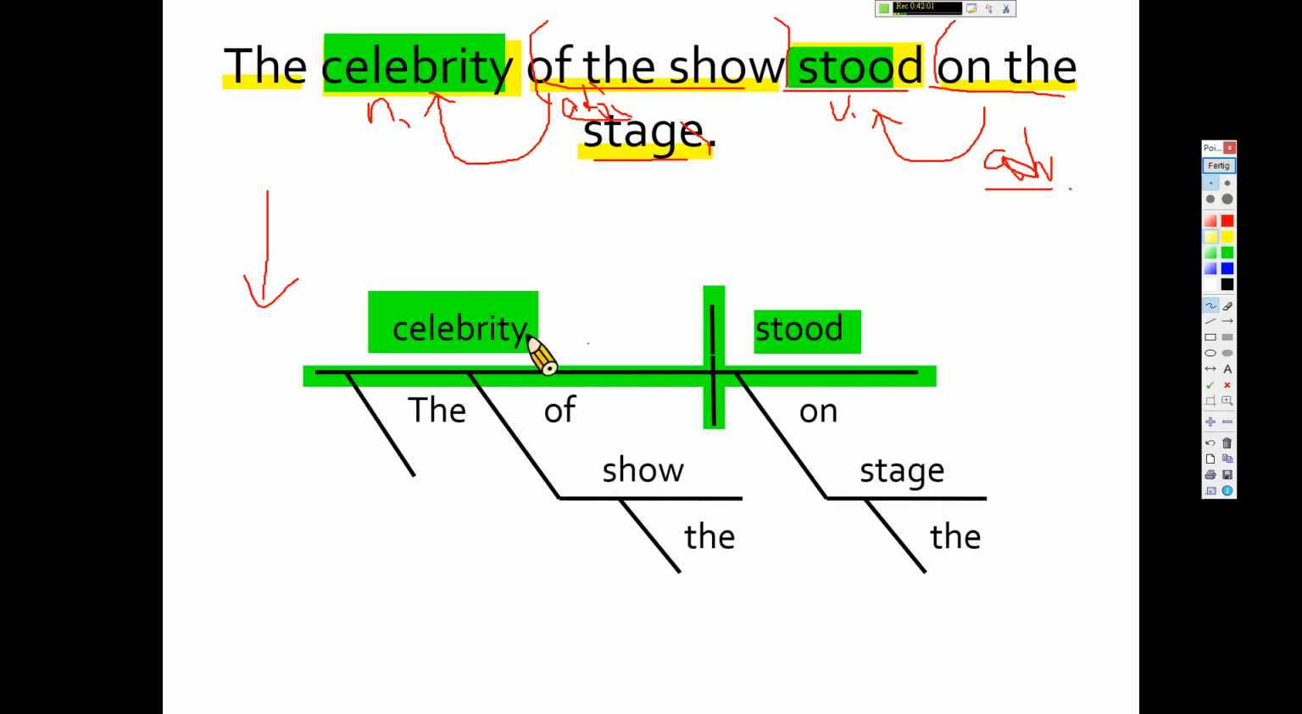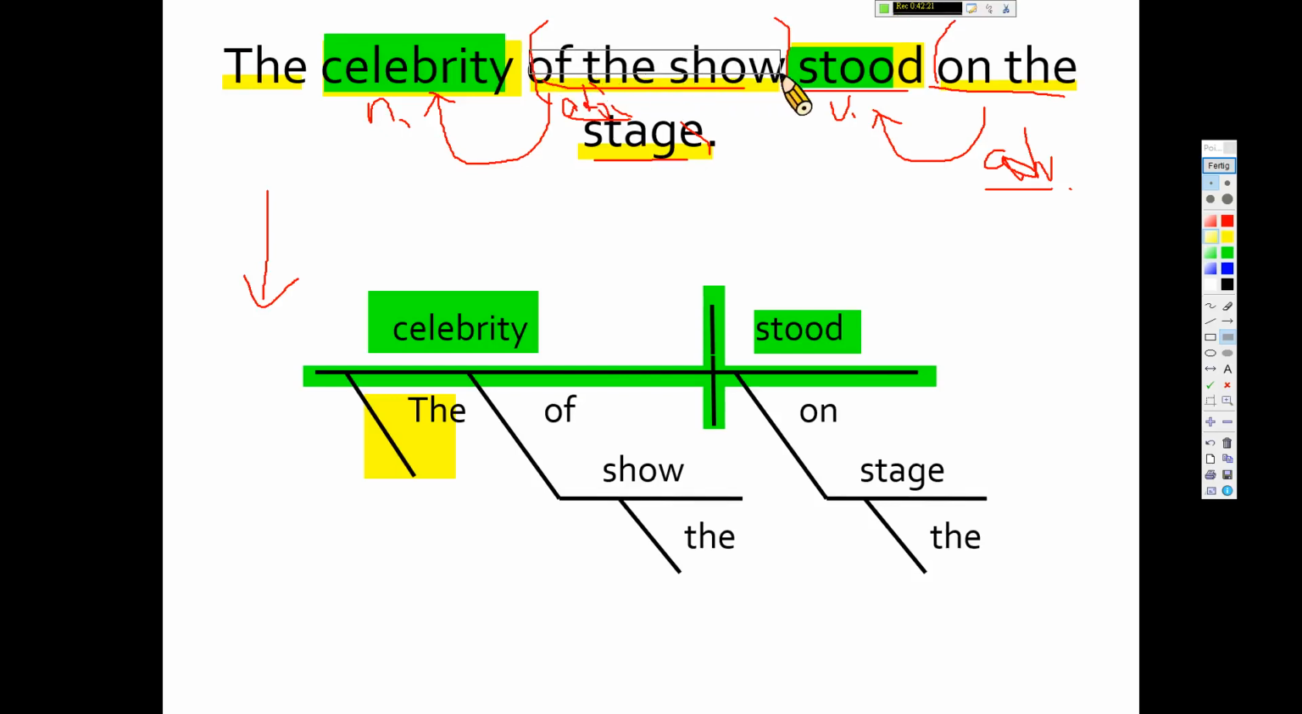The first one is "a celebrity stood," right? So here we have the main line, and the vertical line divides subject and verb. And now let's look at the modifier. "The" is easy. There's no problem for this one. But now let's take a look at this one.